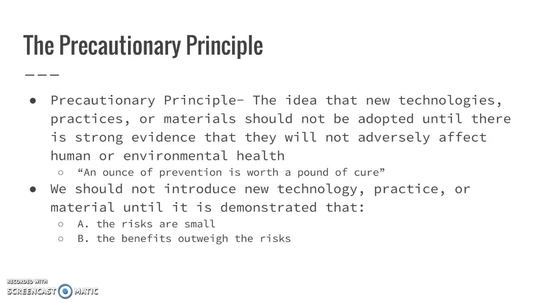The precautionary principle is the idea that new technologies, principles, or materials should not be adopted until there's strong evidence that they will not adversely affect human or environmental health. So it's the thought that an ounce of prevention is worth a pound of cure. If we prevent everything, then we don't even have to worry about a cure, because there's no need for a cure. We've already prevented what might happen. So we should not introduce a new technology, practice, or material until it is demonstrated that the risk is small and the benefits outweigh the risk.